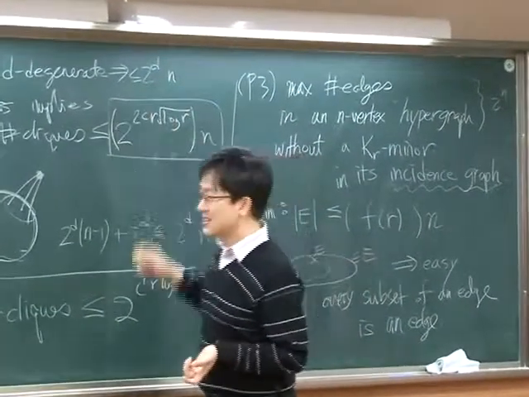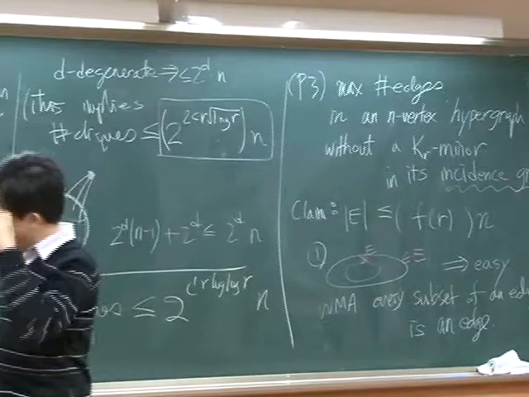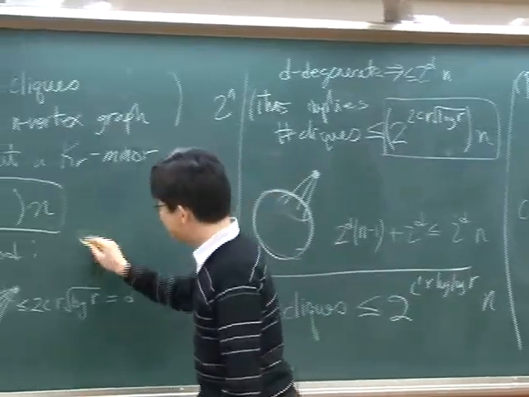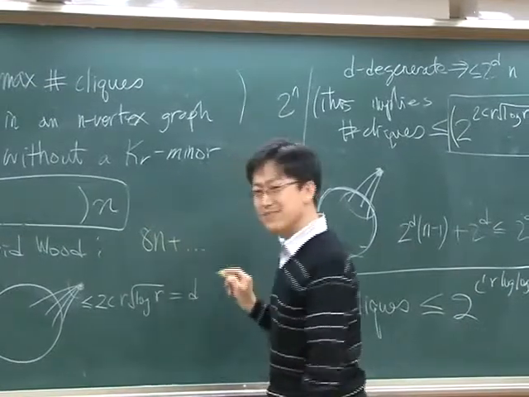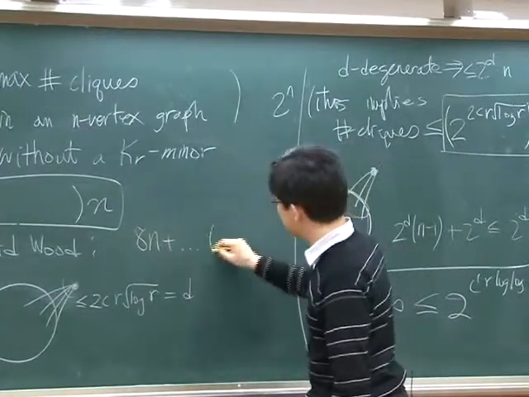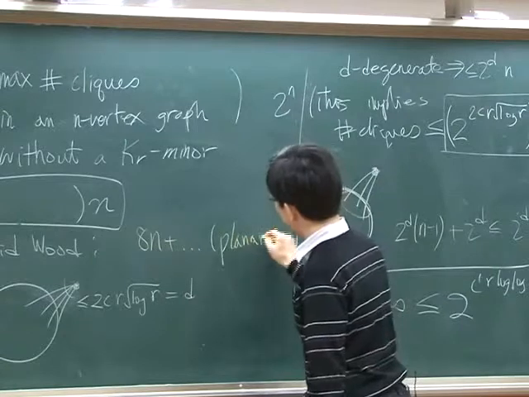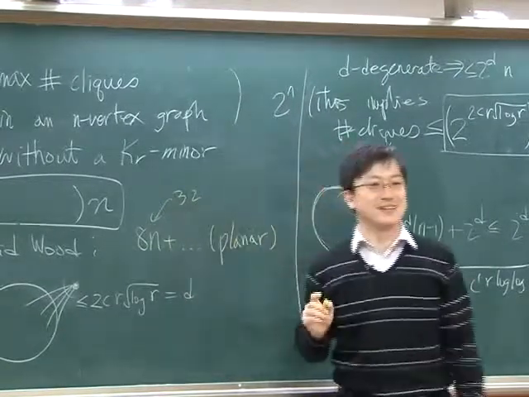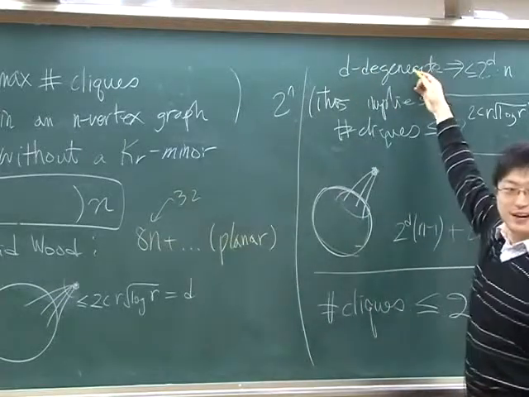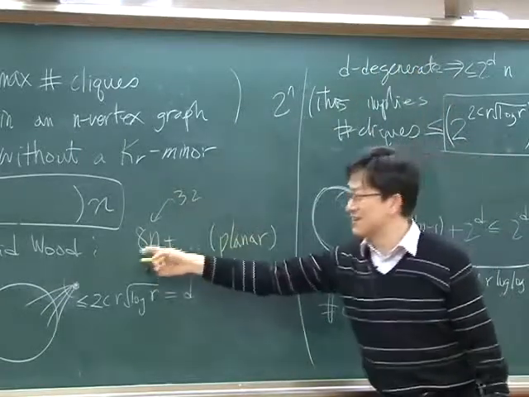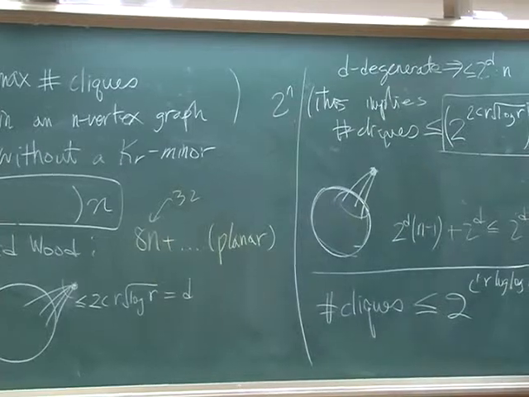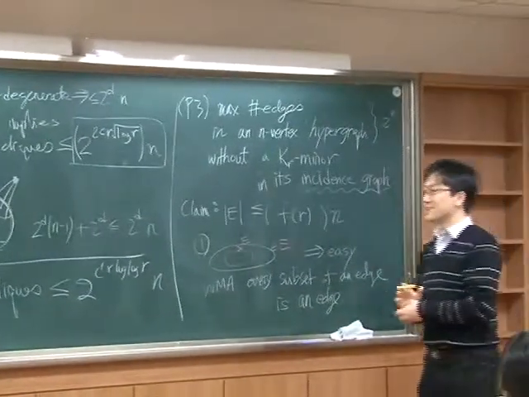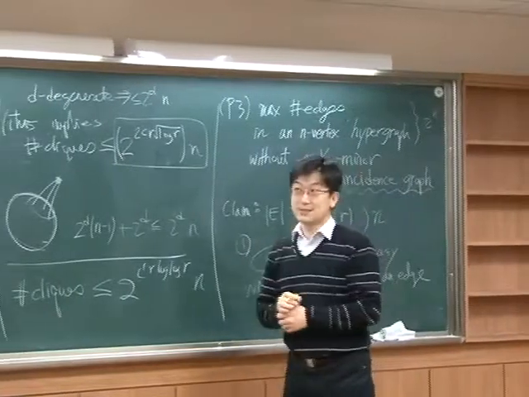But David Wood proved that in fact the right answer is 8n plus something, which I don't remember. So this is his paper. This is an improvement over 32, right? If you get a silly bound, you get 32, but now he can improve it to 8n. And he determined which graph can have the maximum number of cliques.